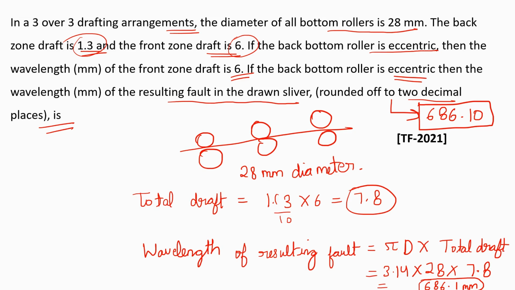So you need to be clear what is the formula for total draft and what is the formula for wavelength of the resulting fault, pi d into total draft, because total draft helps in improving the orientation of the resultant fiber. So the total draft is calculated using the back draft multiplied by the front zone draft. So in this case it was eccentric. Now coming on to the next question.